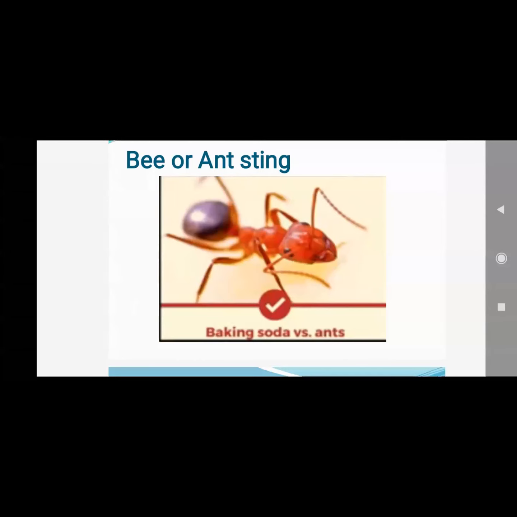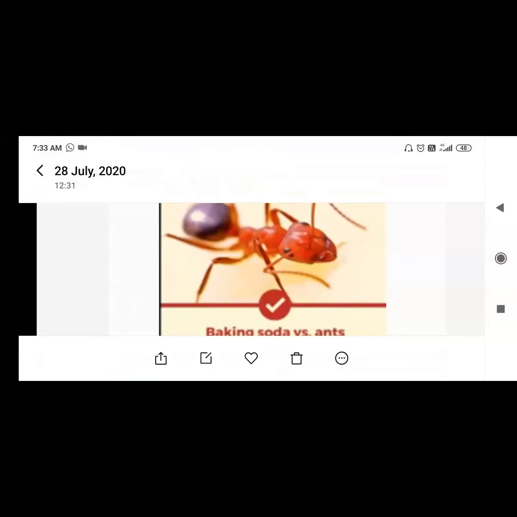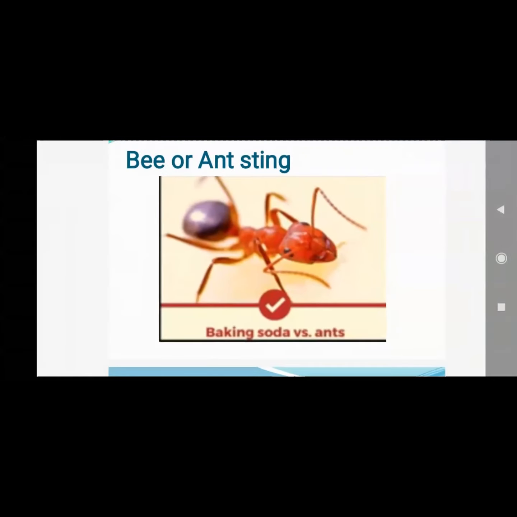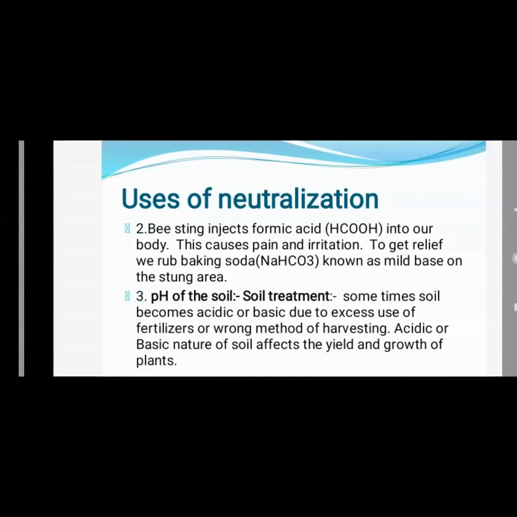Ant releases formic acid, FORMIC, formic acid. Formic acid is one type of acid. When it goes into our skin, we get pain. That's why we get pain when an ant bites or a bee bites or stings. How can we get relief?